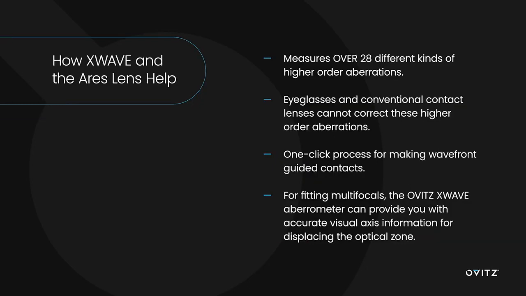The xwave aberrometer measures over 28 different kinds of higher order aberrations. Eyeglasses and conventional contact lenses cannot correct for these higher order aberrations. The Ovitz xwave system offers an easy one-click process for making wavefront guided contacts. Also, if you are fitting multifocals, the Ovitz xwave aberrometer can provide you with accurate visual axis information for displacing the optical zone.